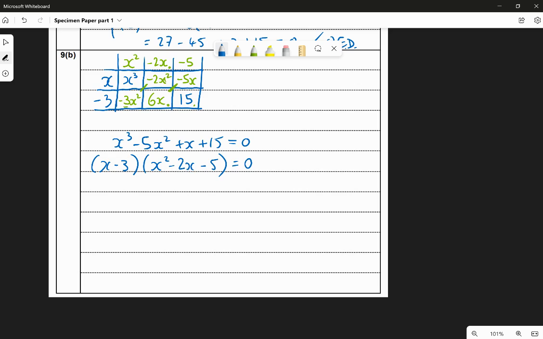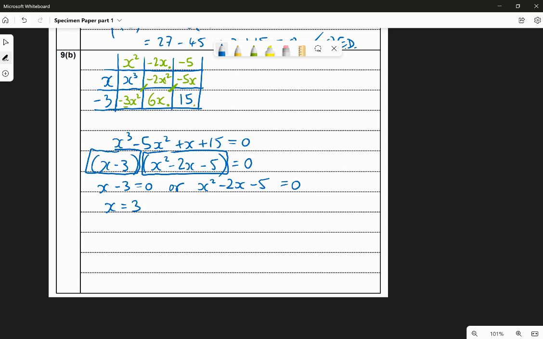So I know the solution to this will be either when x minus 3 equals 0, so when this bracket is 0, and that's when x would equal 3, or when this quadratic is 0. So, can I factorize that? No, I can't. There's no way of factorizing x squared minus 2x minus 5 into simple rational values inside the brackets. So I'm going to use the quadratic formula.